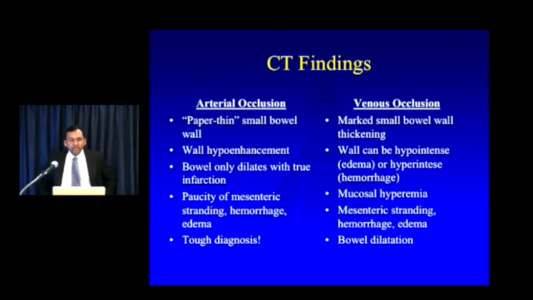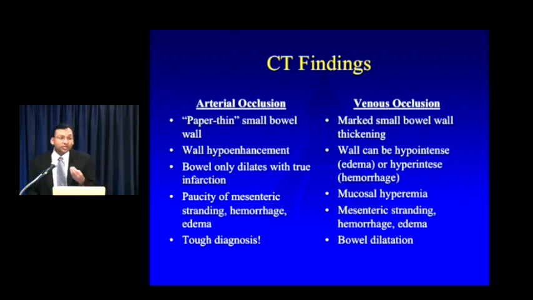Now, it is worth noting that each of these four different causes of bleeding is associated with unique CT findings, although, of course, there is a great deal of overlap. Patients with an arterial occlusion, so an SMA embolus or an SMA thrombosis, do not classically have a lot of bowel wall thickening or mesenteric edema or stranding, but rather will have thinning of the bowel wall, typically with bowel wall hypoenhancement. So these can be quite difficult cases to identify.